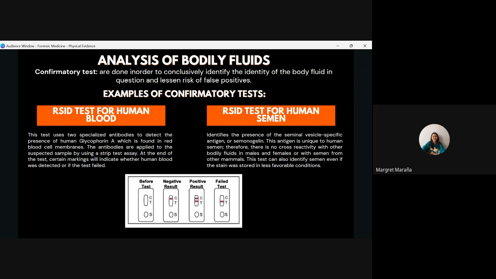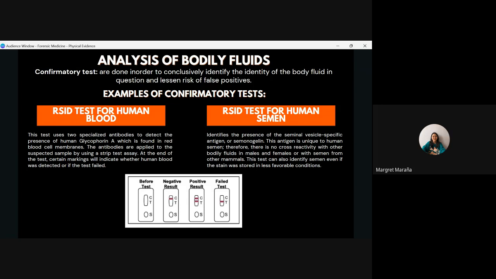Para naman sa RSID na semen, same lang siya na nangyayari. Ang difference lang niya is kung glycophorin A yung nire-recognize niya, dito naman sa semen, ang nire-recognize niya isang protein called semenogelin in humans. At ayun lang naman ay isang protein na makikita sa human semen. And that's all for confirmatory test.